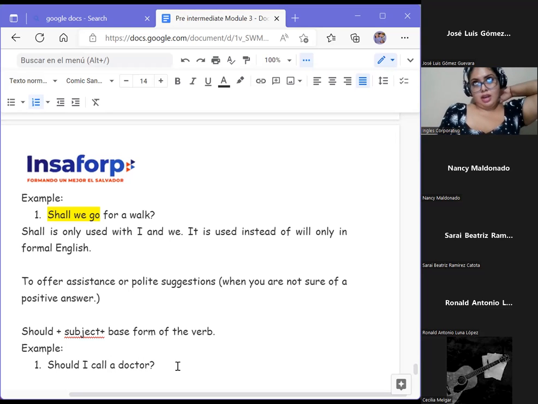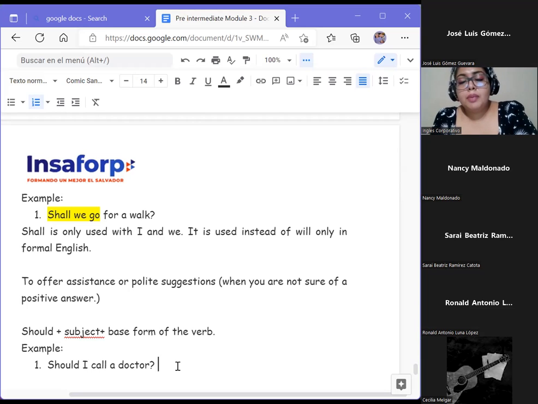In that case, it's very common that the people say, no, that's okay, I'm fine. It's not necessary to call a doctor. And in that case, we are using should because we are expecting a negative answer because many people don't like doctors or something like that. But if we are searching for a positive answer, we can say, shall I call a doctor? So it's going to be different.